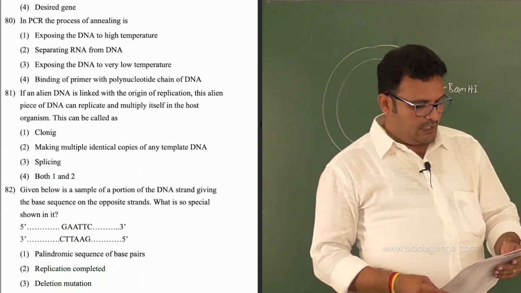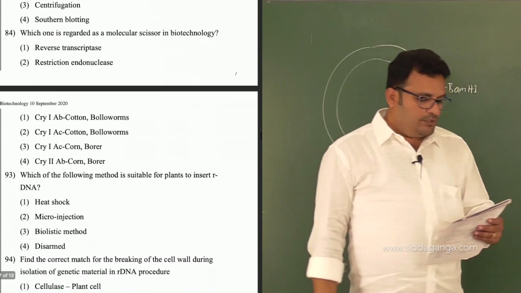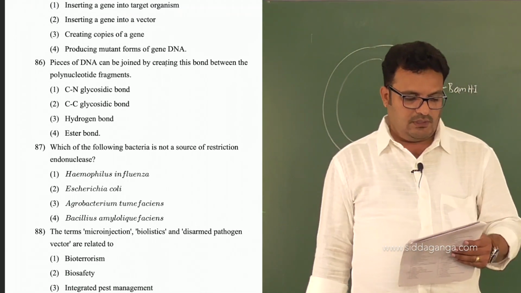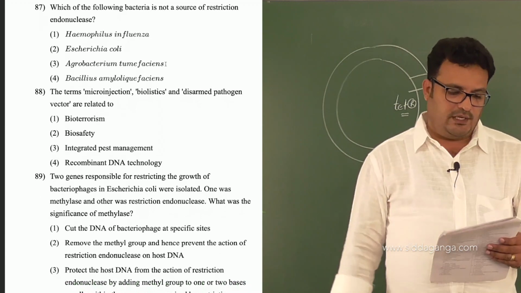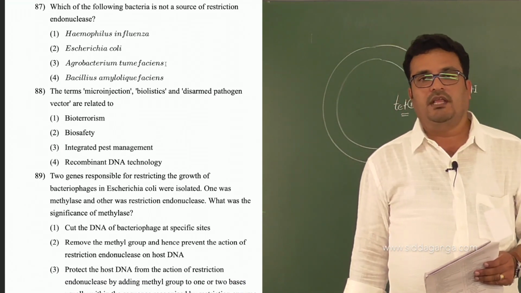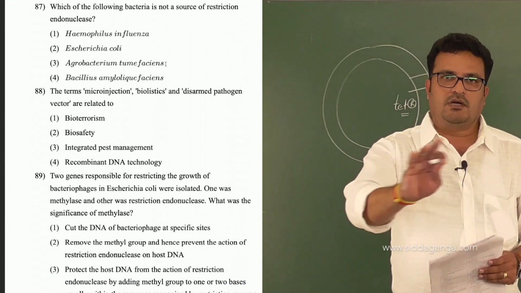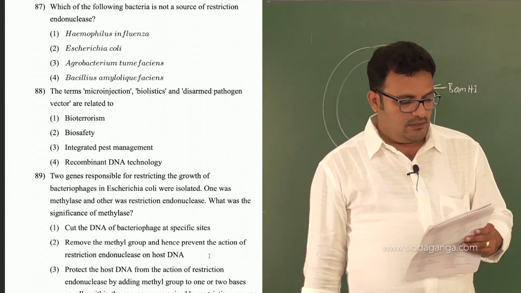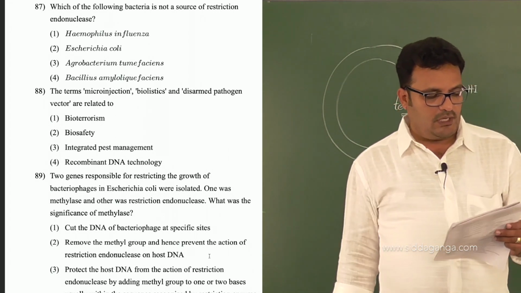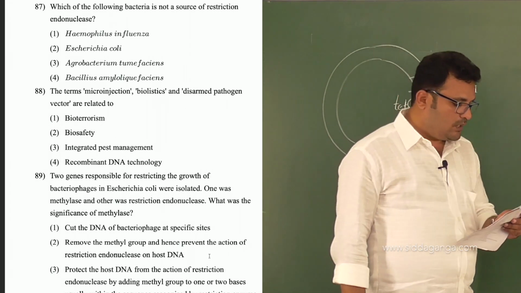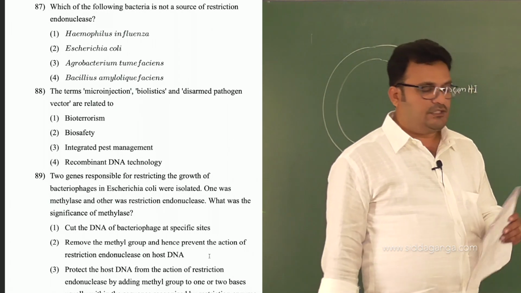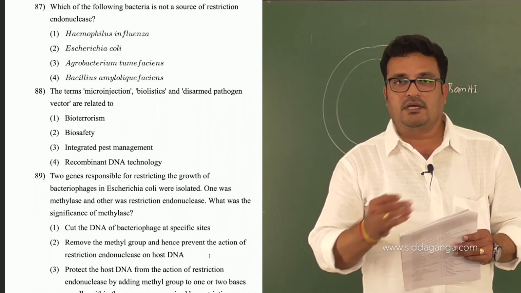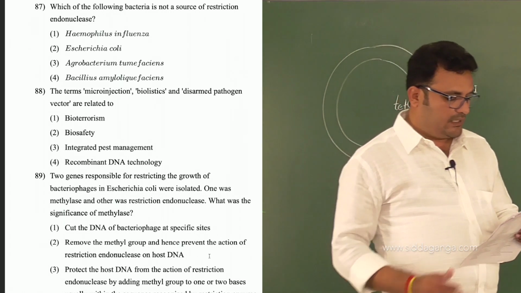And the next question, number 87. Which of the following bacteria is not a source of restriction endonuclease? Of course, it is Agrobacterium, because it is the source of T plasmid. It is not a source of REN. Haemophilus influenzae gives HindII, III, Escherichia coli gives EcoRI, Bacillus amyloliquefaciens gives BamHI. These bacteria are the ones through which the enzymes are isolated, not Agrobacterium. That is the answer.